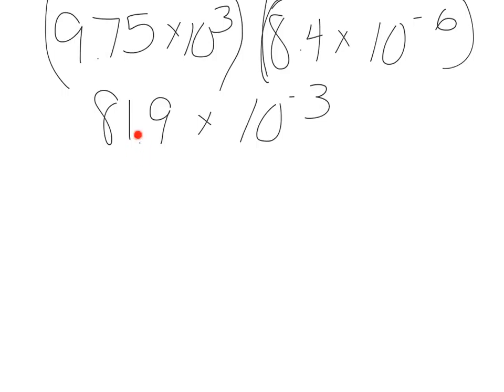First, I need to move this over one spot because I want one number for scientific notation. So I'll make that 8.19. I made that number smaller, which means I need to make this number bigger. It's a negative 3 right now. To make it bigger, it becomes negative 2. Right? Negative 2 is bigger than negative 3.